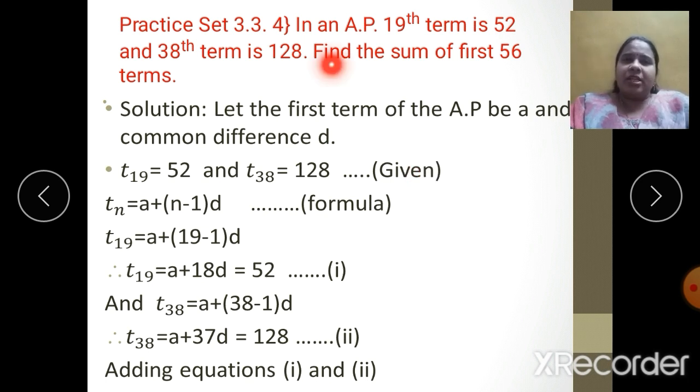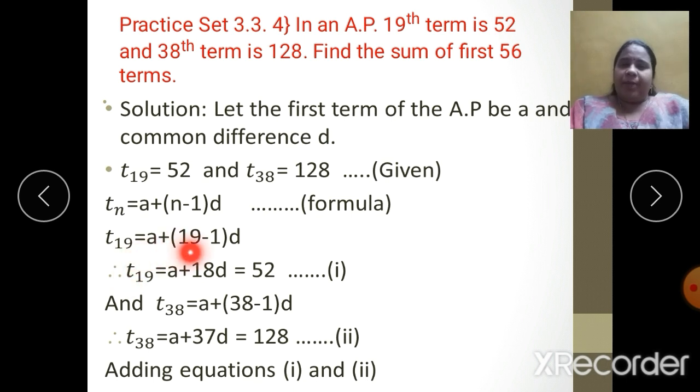What are they asking us? Find the sum of first 56 terms. Now sum means S value. So S56 they are asking us. These are the things given, and they are asking us to find the sum of 56 terms. From where to start? We know the formula of Tn: a plus n minus 1 into d. Now T19 is 52. So what are the two things that I know? That the value of the 19th term is 52 and n is 19 here.